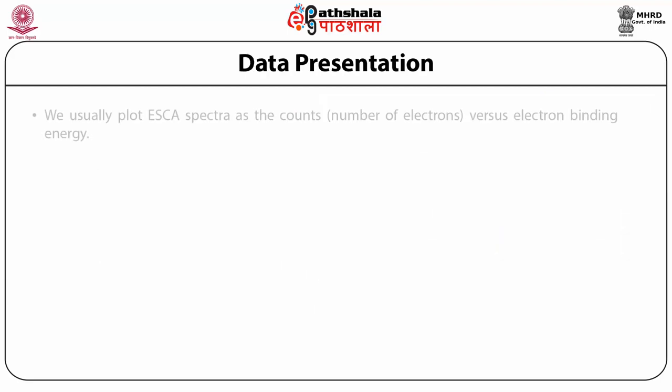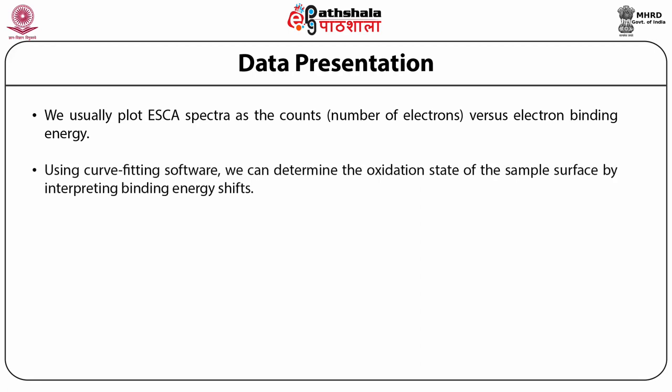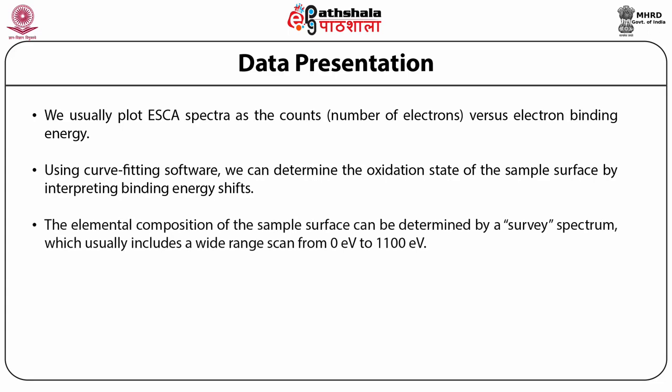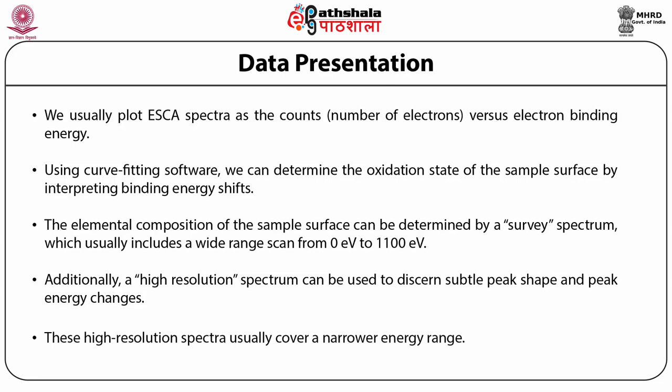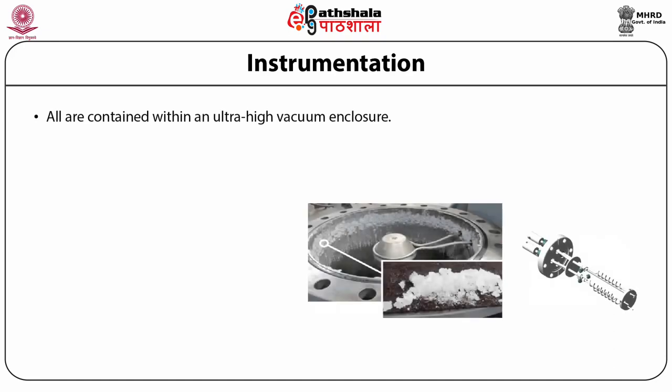Data presentation. We usually plot ESCA spectra as the count, number of electrons, versus electron binding energy. Using curve fitting software, we can determine the oxidation state of the sample surface by interpreting binding energy shift. The elemental composition of the sample surface can be determined by a survey spectrum, which usually includes a wide range scan from 0 electron volt to 1100 electron volt. Additionally, a high resolution spectrum can be used to discern stable peak shape and peak energy changes. These high resolution spectra usually cover a narrower energy range. All are contained within an ultra high vacuum enclosure.